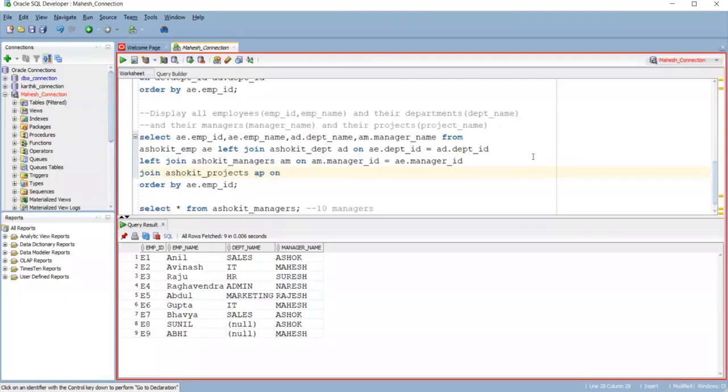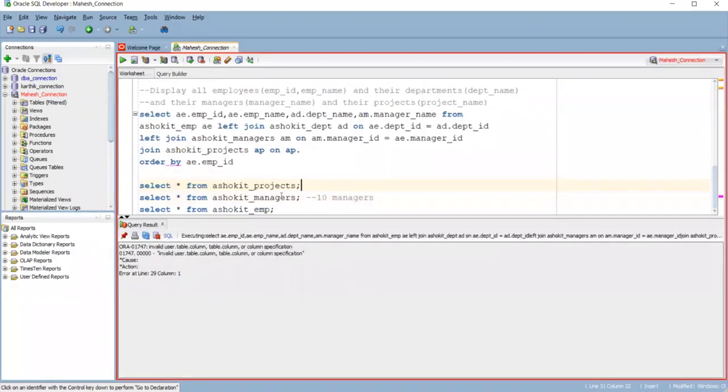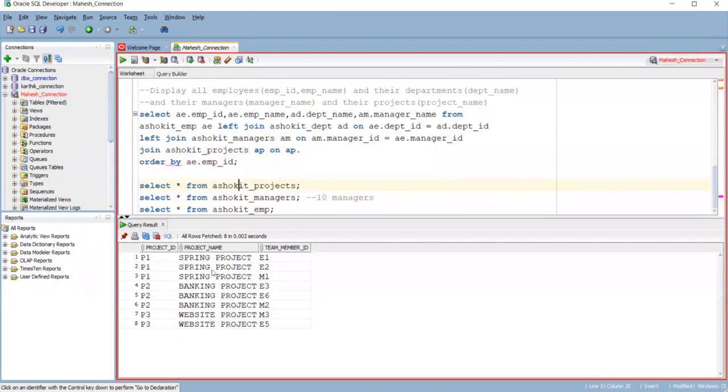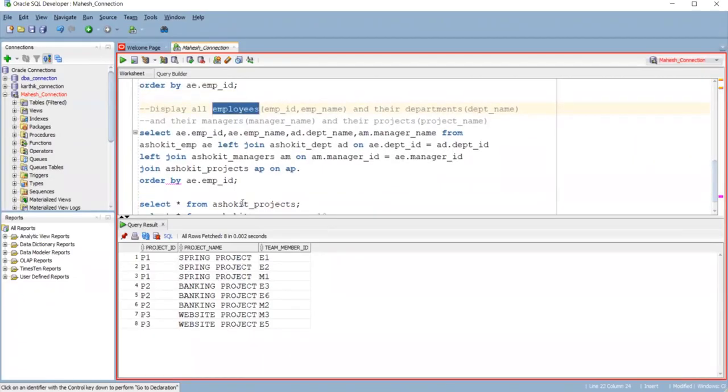That is AP. Okay, AP on Ashokit_projects table. What do we have, sir? What is the common column? Okay, Ashokit_projects. Okay, yes. See, sir, this is the projects information, and I just wanted to know which employees are working with the projects.